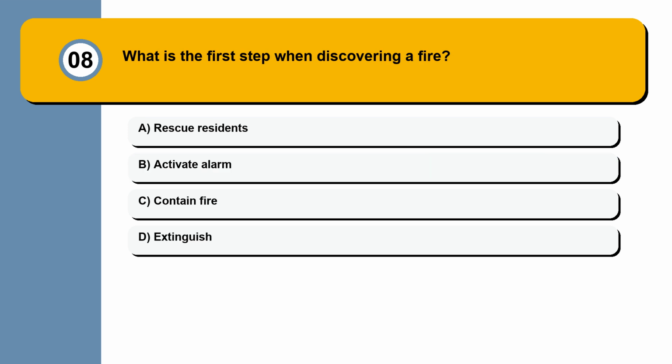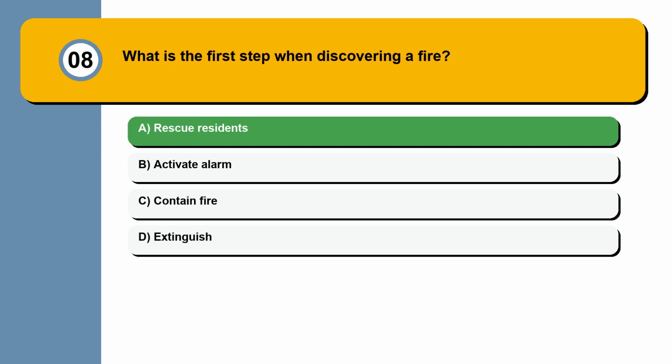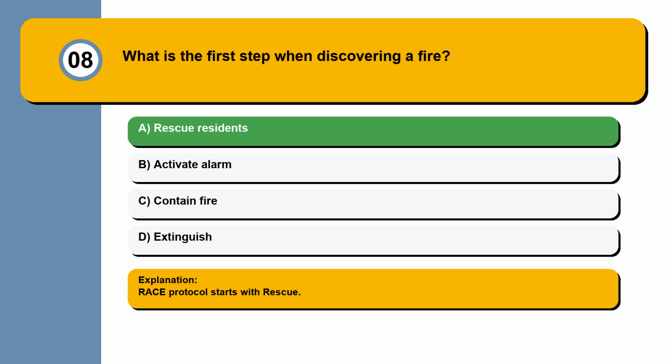Question 8. What is the first step when discovering a fire? Rescue residents. Activate alarm. Contain fire. Extinguish. The RACE protocol starts with rescue.